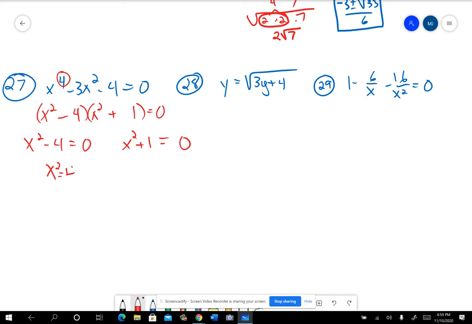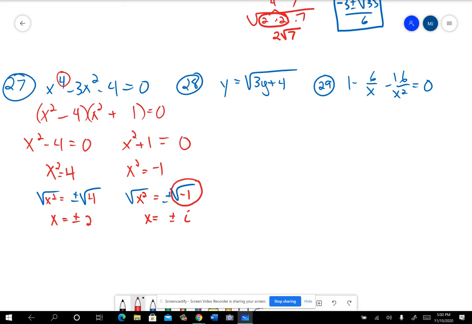Just add 4 to both sides. You'd get x squared equals 4. Here, you'd subtract 1 from both sides. Get x squared equal negative 1. Now come in and do the square root of both sides, making sure you get the plus or minus. So this would be square root of x squared equals plus or minus the square root of 4. Over here, the square root of x squared equals plus or minus the square root of negative 1. All right, well, square root of negative 1 is i. So 2 of the solutions are plus or minus i. The other 2 are plus or minus 2.